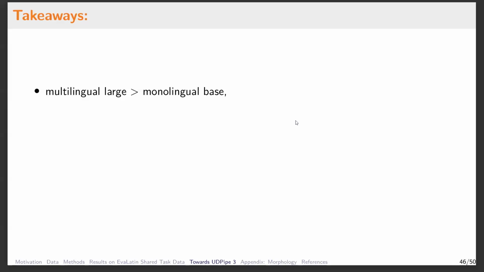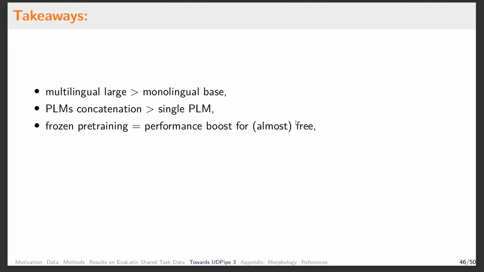Takeaways, or lessons learned. A multilingual large model is better than a monolingual one, as I said, capacity over specificity. Concatenation, if you can afford it, is better than a single language model. That's actually also a question of capacity to a degree. A frozen pre-training is a performance boost for almost free. Multi-treebank training helps on macro average, plus it's very handy.